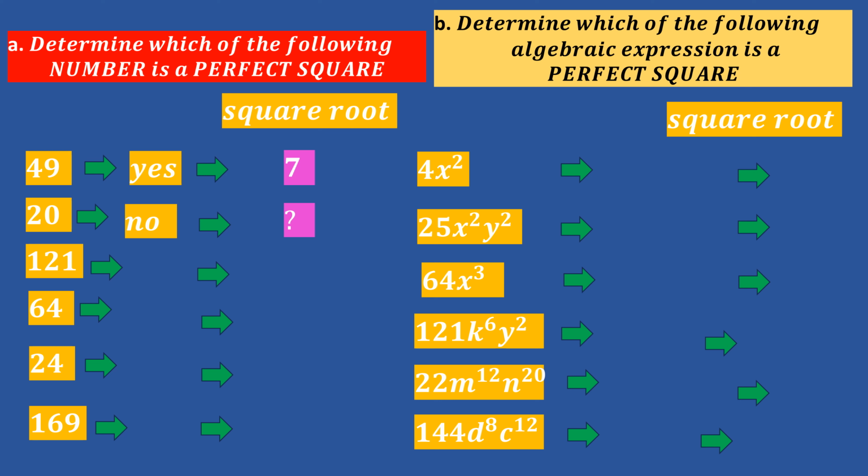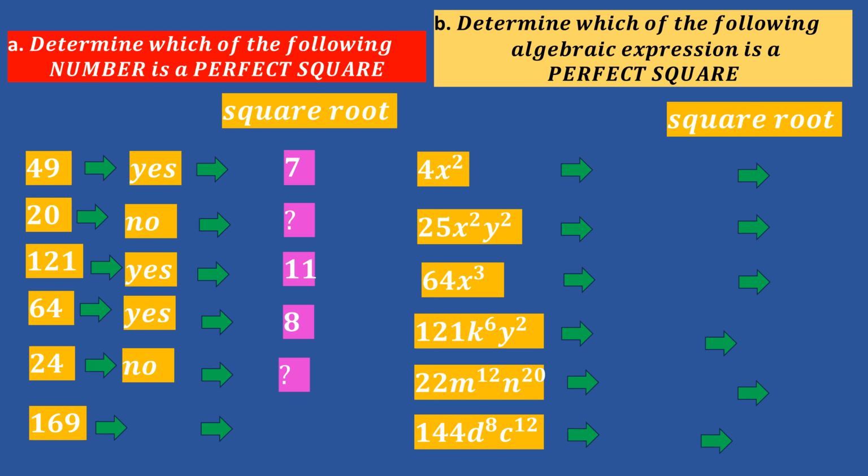What about 121? Is 121 a perfect square? Yes, because 11 is its square root. If you multiply 11 by itself, then it will give you 121. What about 64? Is 64 a perfect square? It's a yes, and its square root is 8. And what about 24? Is 24 a perfect square? Of course, it's not, because there's no such number that, if you multiply it by itself, will give you a product of 24.